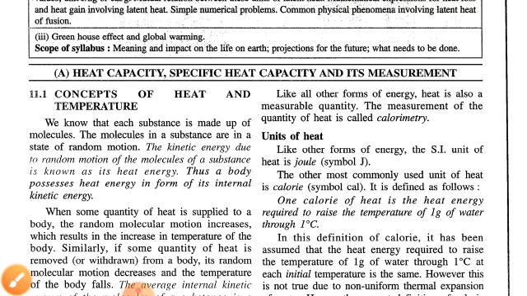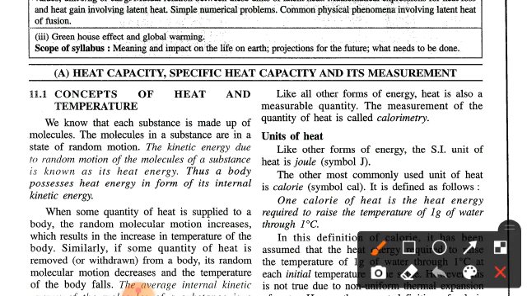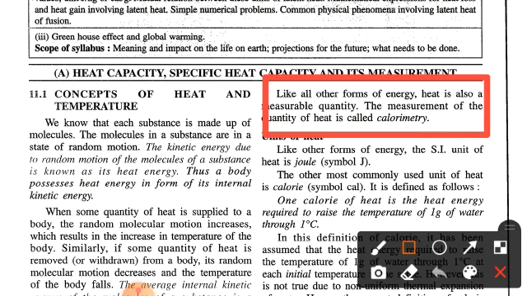Now you can see here, like all the forms of energy, heat is also a measurable quantity. Means you can measure the heat also. The measurement of the quantity of heat is known as calorimetry. So what is calorimetry? The measurement of the quantity of heat, means how much heat you have given to a body, is known as calorimetry.